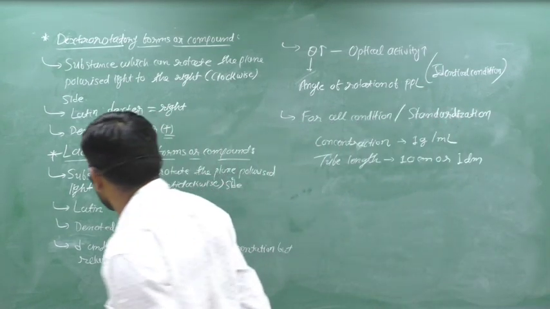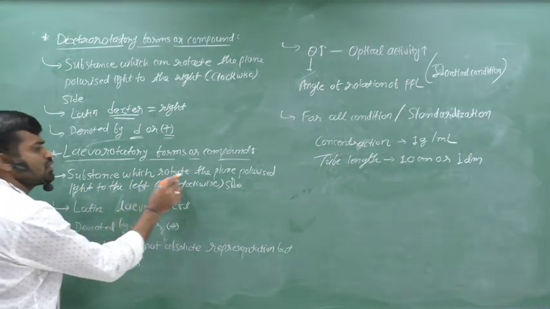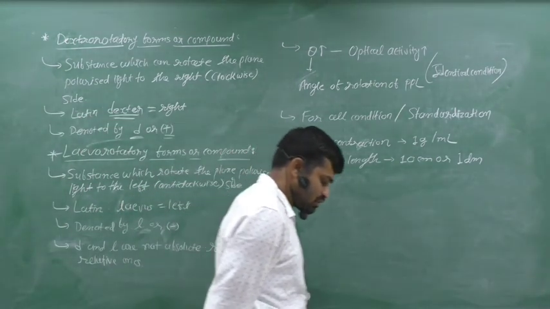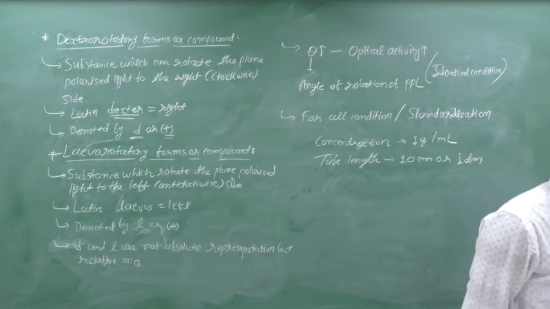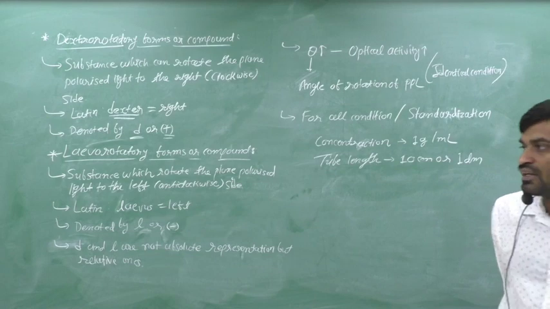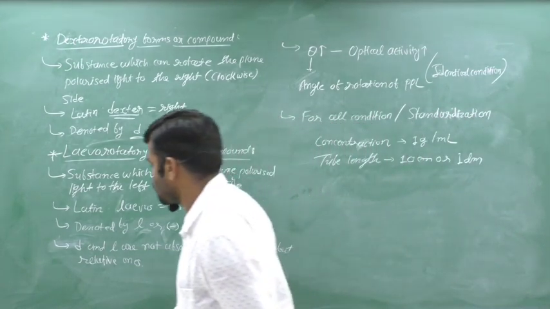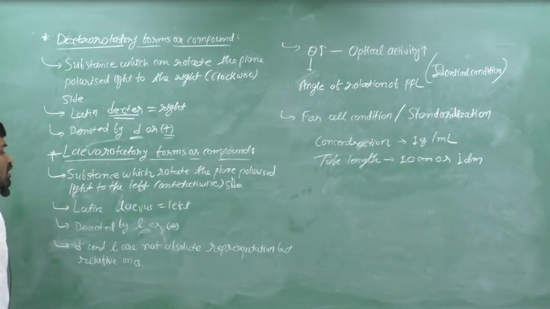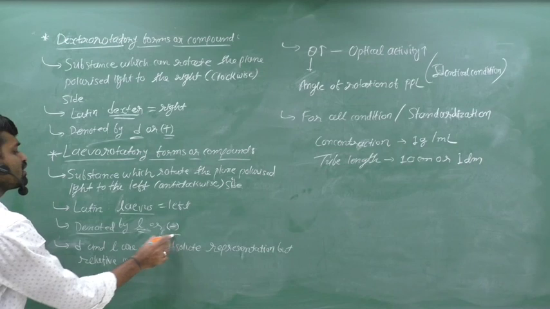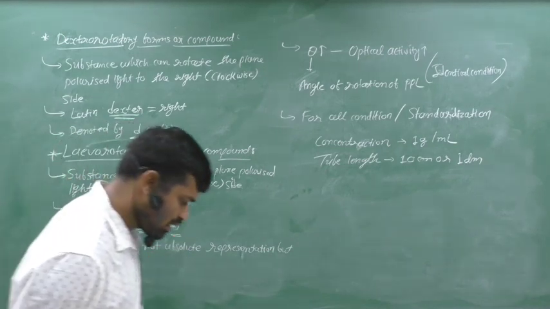Levorotatory forms or compounds. A substance which can rotate the plane polarized light to the left side or anti-clockwise direction is known as levorotatory forms or compounds. Clear? It is also a Latin word, laevus, meaning left side, and it is denoted by small l or minus.